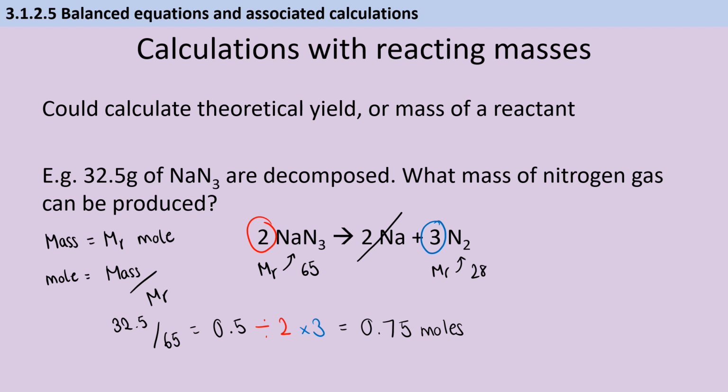So I've got 0.75 moles of nitrogen. I then go back to mass is Mr times moles to work out that I've got 21 grams.